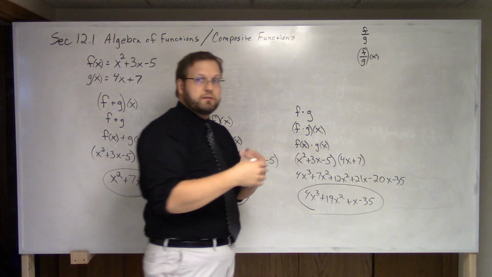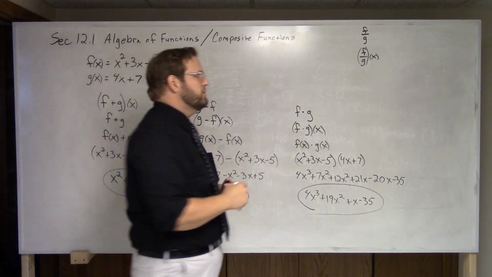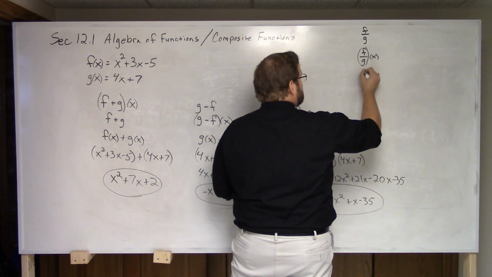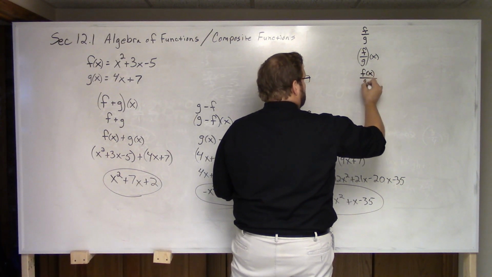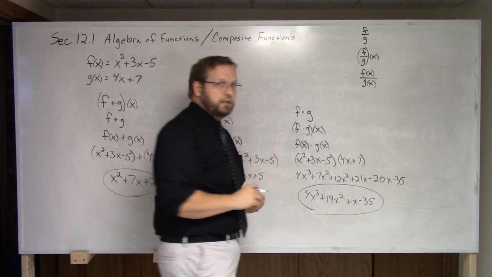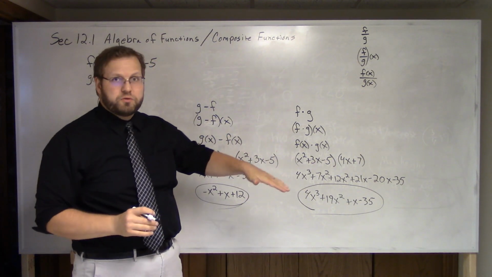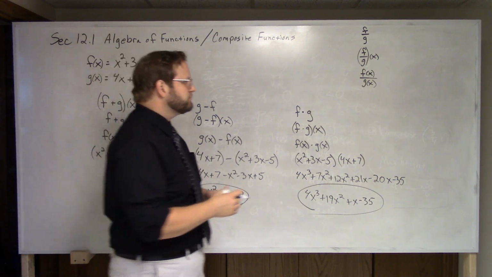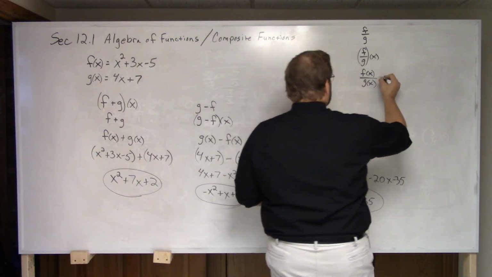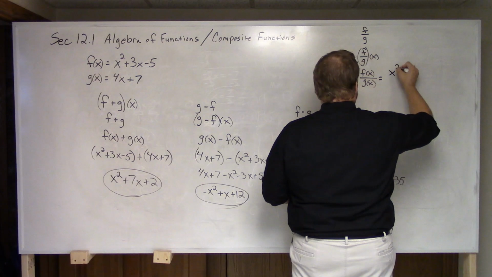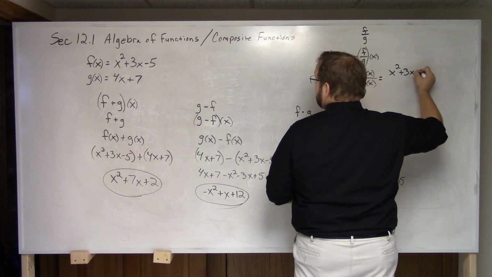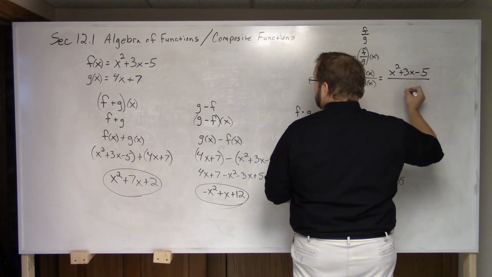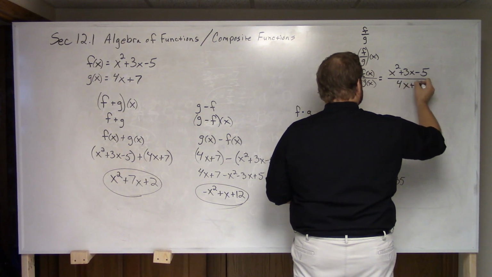I'm just giving you the possibilities of what it would be given to you as. And then what that really means is f of x over g of x. Again, you don't have to write all three of those out. Those are just the possible presentations of that problem. So what we would have there then is x squared plus 3x minus 5 all over 4x plus 7.